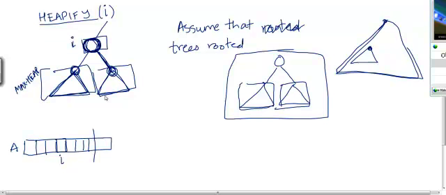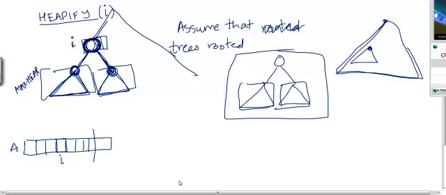Now, what sort of problem can there be? Well, the heap property says that the value at this node should be greater than or equal to the value at both of these two. Now, suppose that's not true, but we are assuming that it's not true only at this node. So in the rest of the tree, there's no problem.